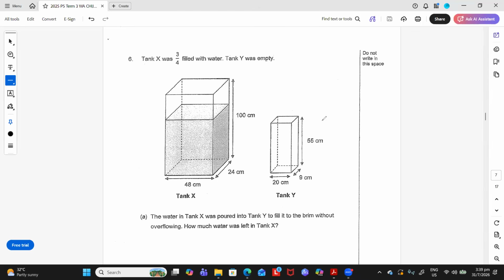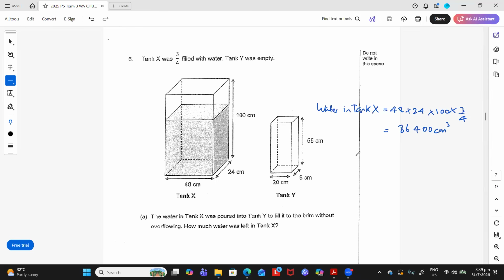Okay, so first step, write down water in, so I'll do my working here, okay? Water in tank X equals to length times breadth times height multiplied by the fraction of water it has. Type all this in your calculator, you'll get 86,400 cm cube. So you're going to pour water until Y becomes full.